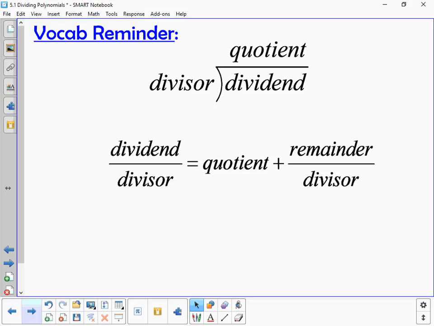As a quick vocab reminder, the thing that you want to divide is called the dividend. That's what you start with. The divisor is the number that you're dividing by, and your answer is the quotient. Sometimes it's helpful to know those vocabulary words. And then sometimes you'll have a remainder, and oftentimes that will be reported as a fraction. Like if it was numbers, something like remainder 2 out of the divisor 3, or with polynomials, it will, of course, have some variables in it as well.